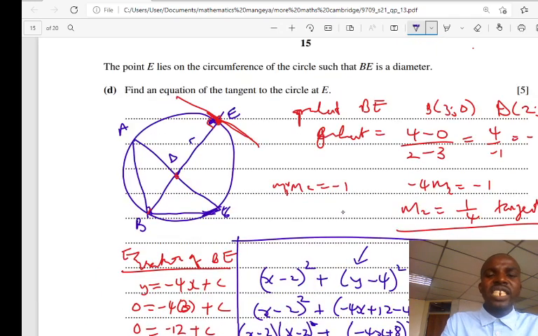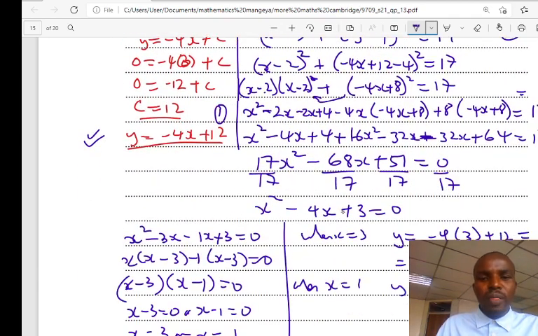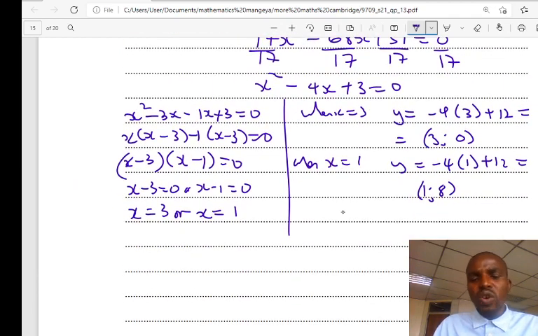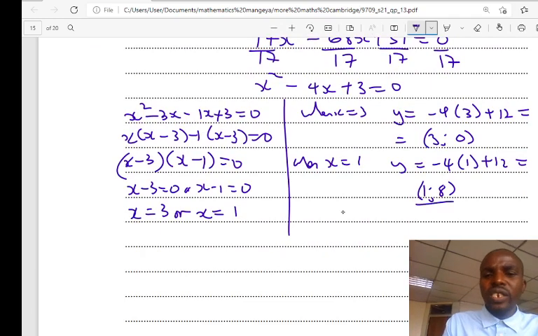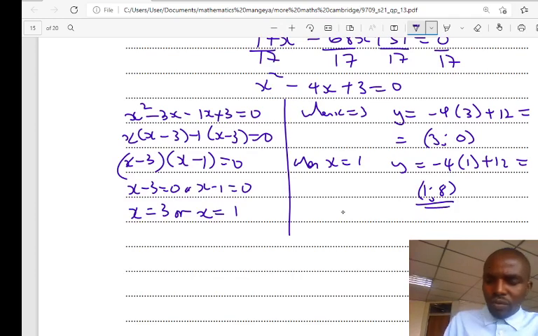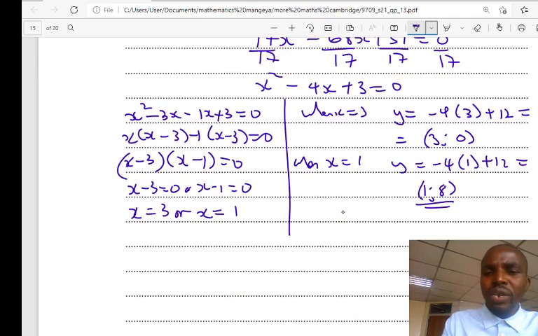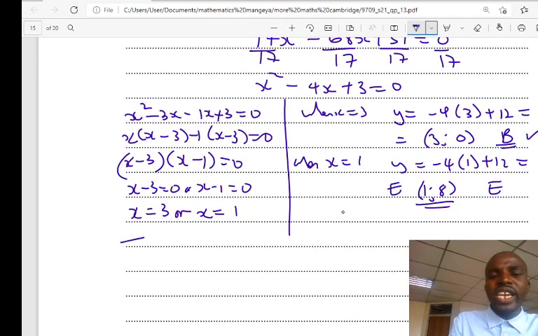Find the equation of the tangent to the circle at E. So you have 2 points in this case, (3, 0) and (1, 8). What can you use here? (1, 8), right? Remember, (3, 0) is the point for B. Then this one is the point for E. So this is the coordinate of E, (1, 8) for E.